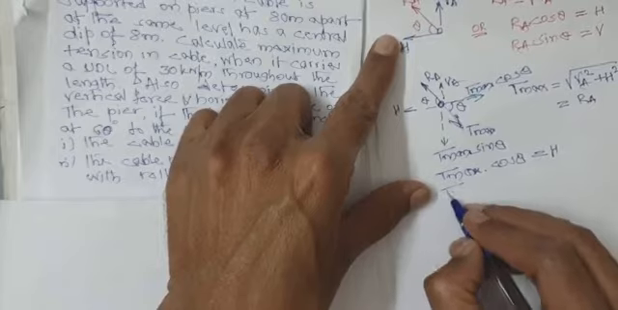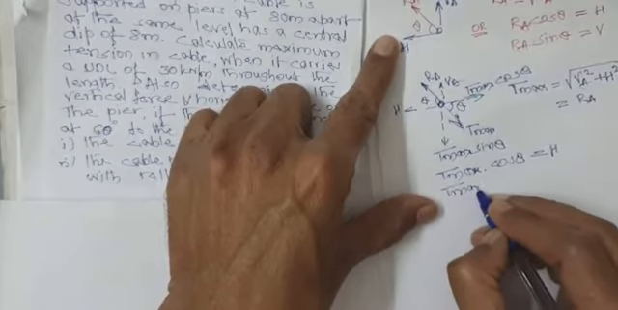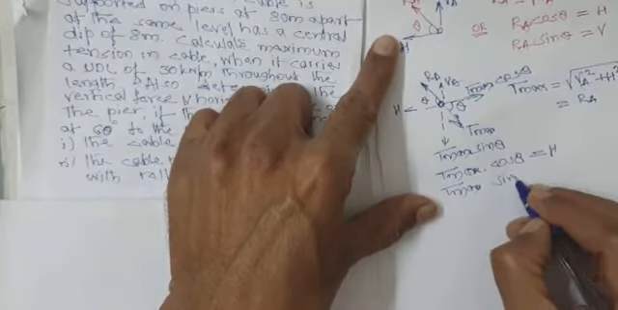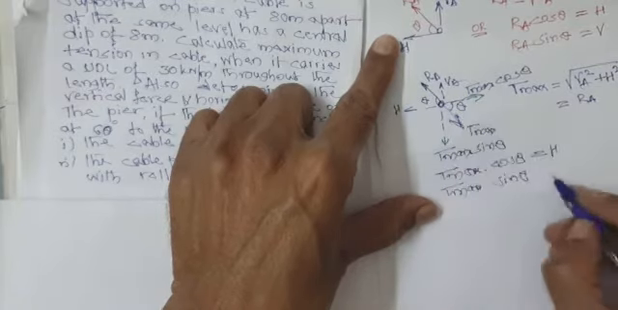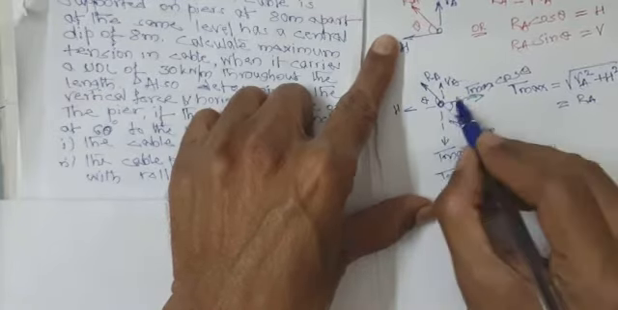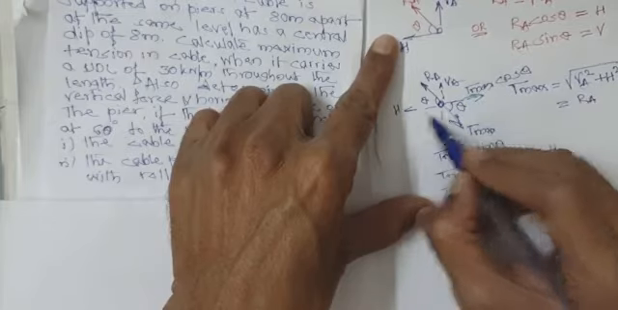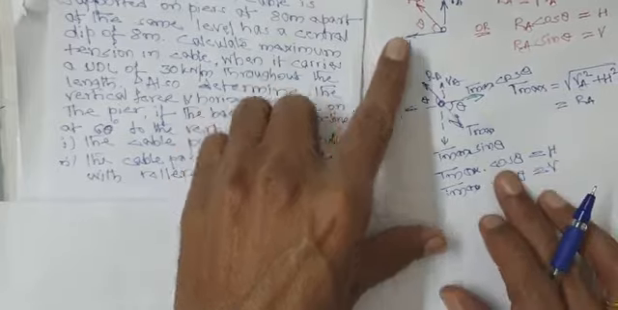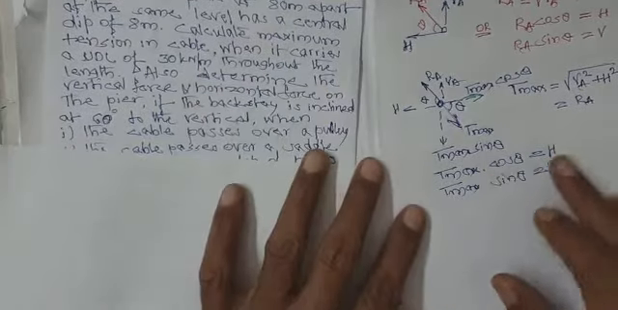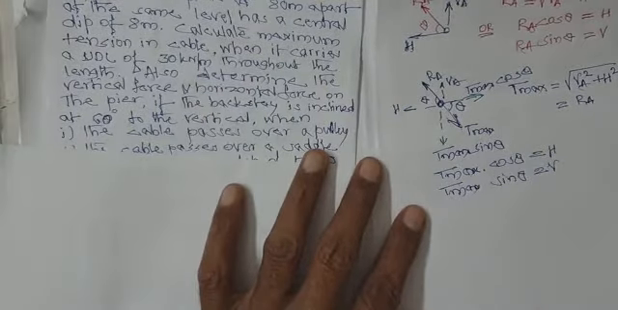Similarly, T maximum sin theta. What is this? This is nothing but this component. For equilibrium, again that should be V. For equilibrium, this must be equal to this and this must be equal to this. So T maximum sin theta is V. This idea is required for calculating the force on this pier.